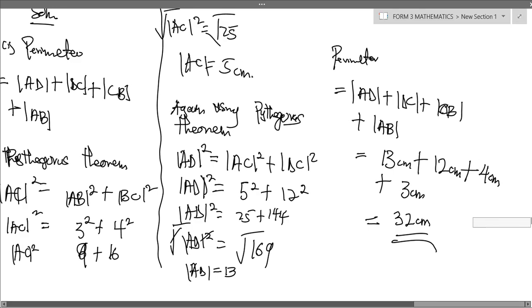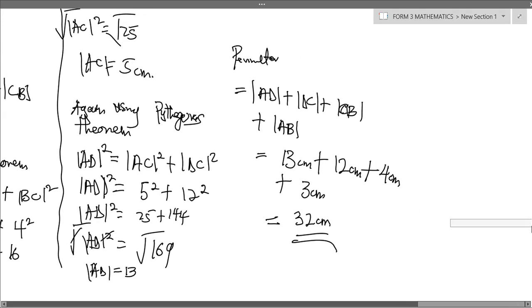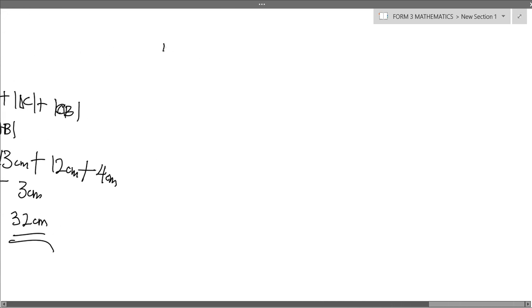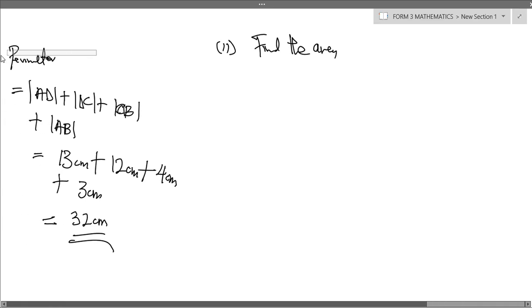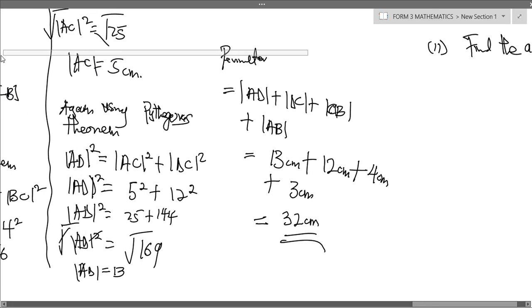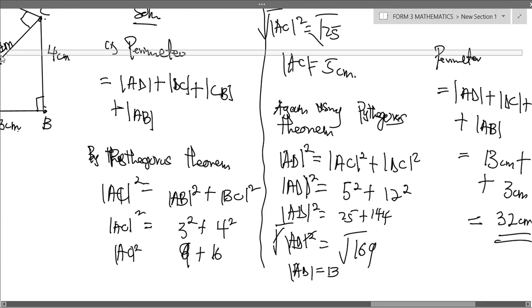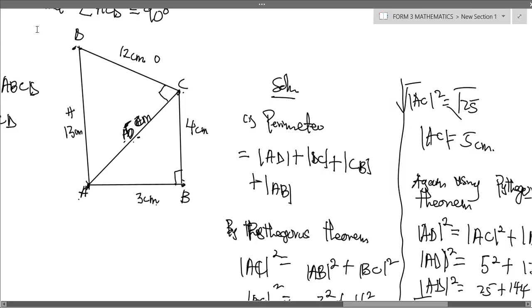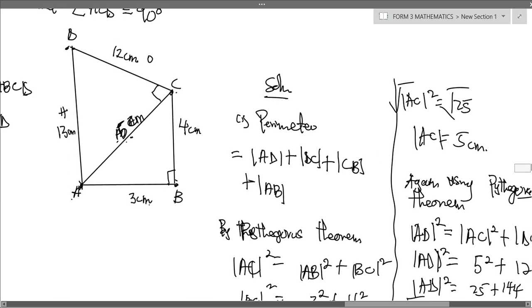Now the next question is for us to find the area. So question II. So this could be a full question in BC. We should find the area, right? Now let's see if we can copy our triangle and bring it over here. Let's copy our triangle. Copy. And then bring it here.